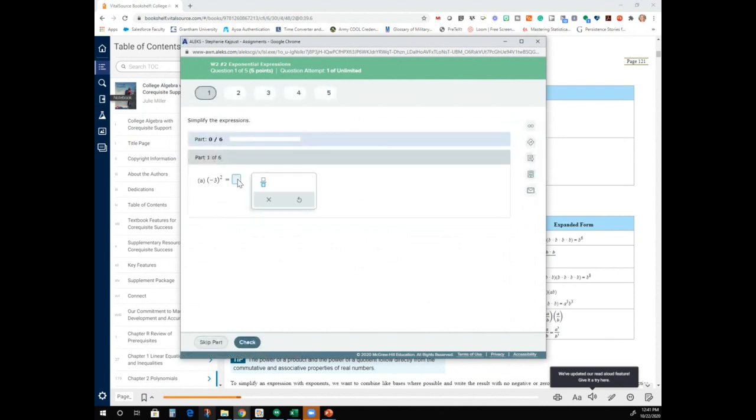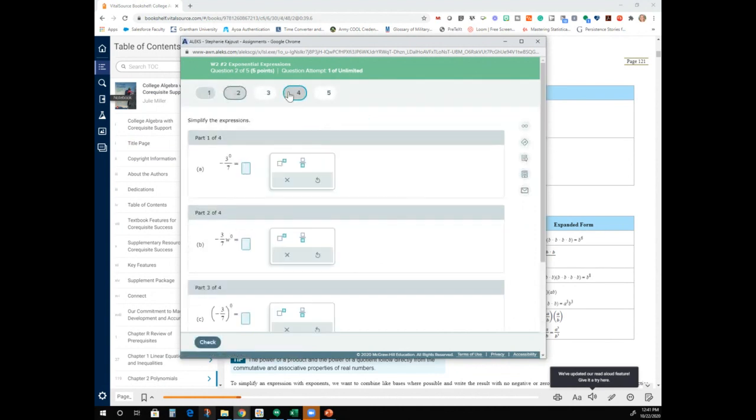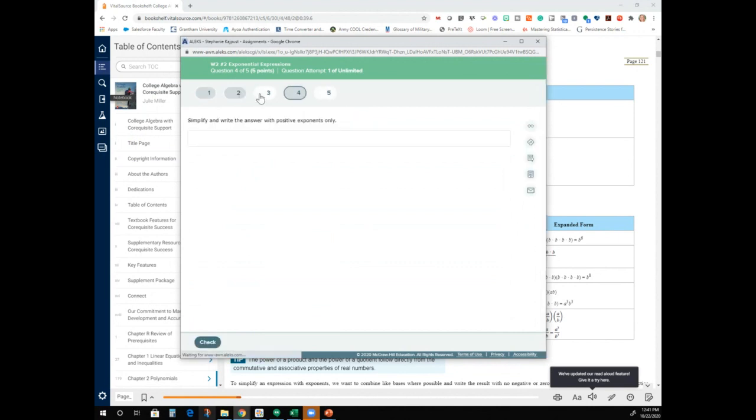Okay, let's do a different problem. Let's try to find something a little simpler. None of these are really practicing the rules, and they're not super simple. That's okay. What I wanted to show you is that we've got this button here with the exponent.